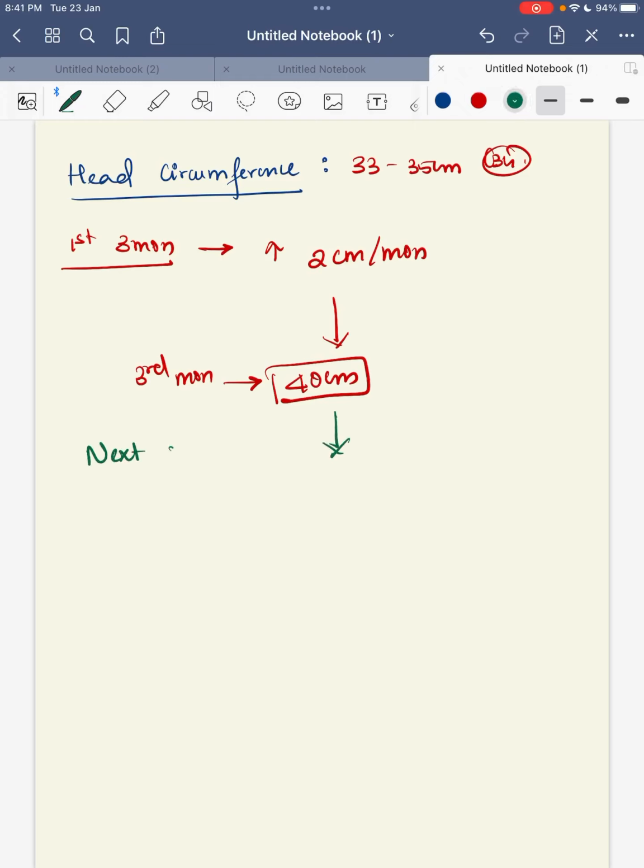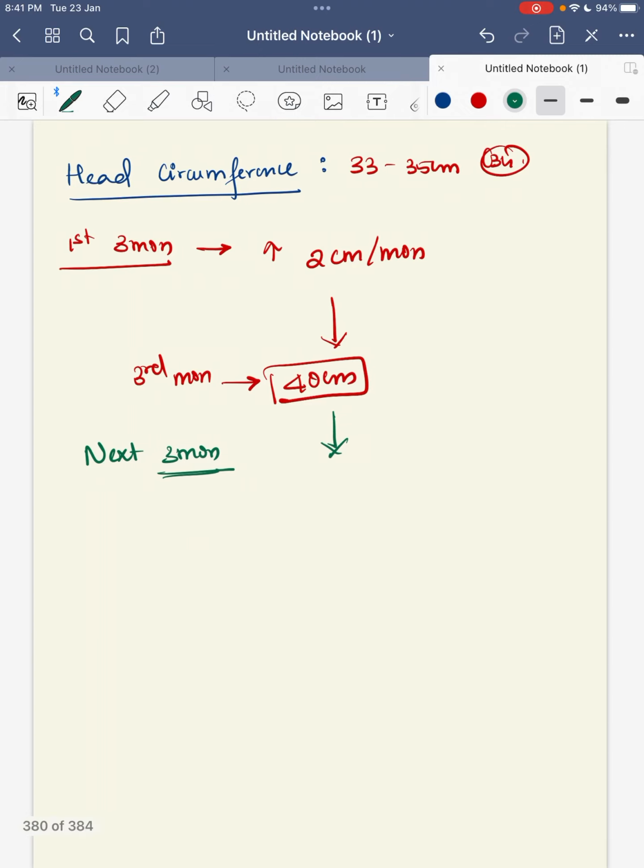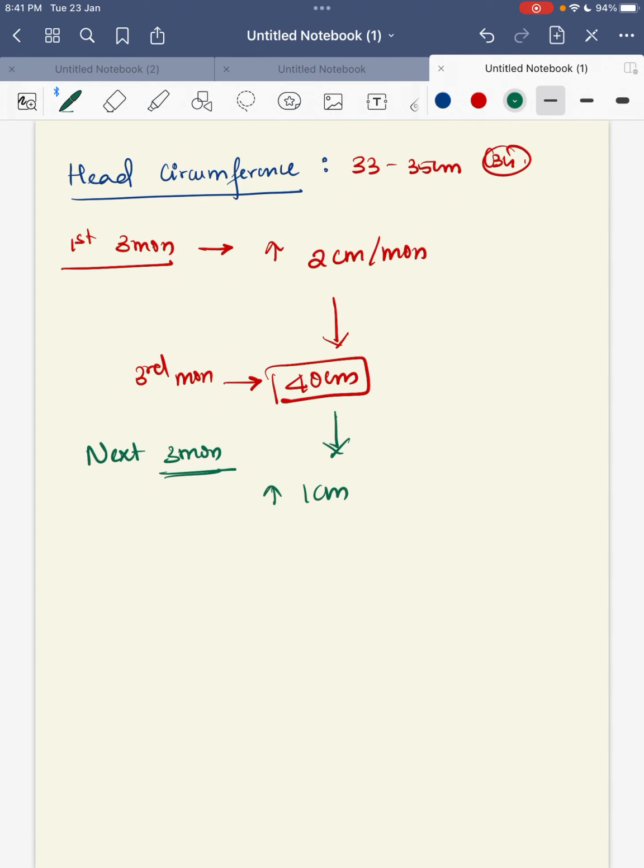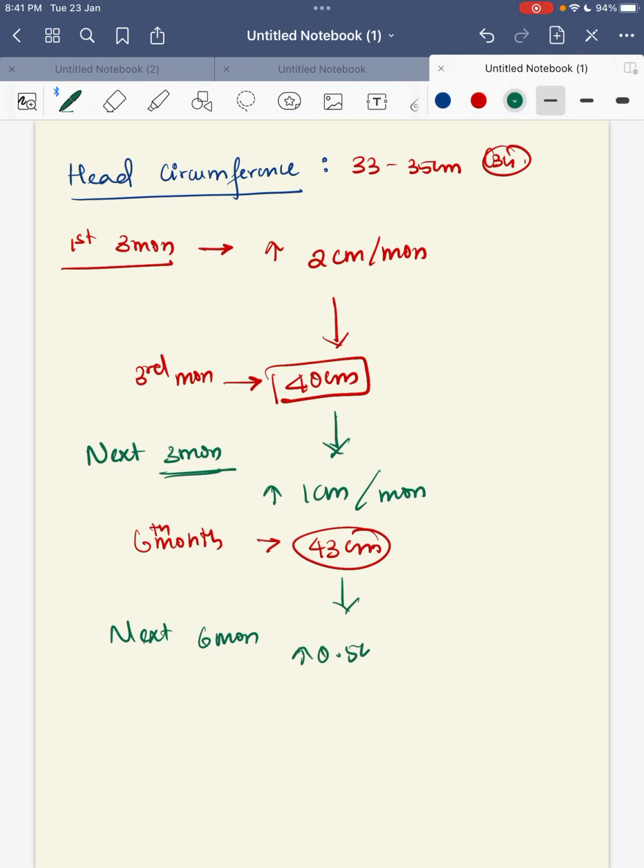Next, for the next 3 months, there will be an increase of 1 centimeter per month. So at the end of the 6th month, the average head circumference will be 43 centimeter. Next, for the next 6 months, the increment will be 0.5 centimeter per month. So the average head size at 1 year of age is 46 centimeter.